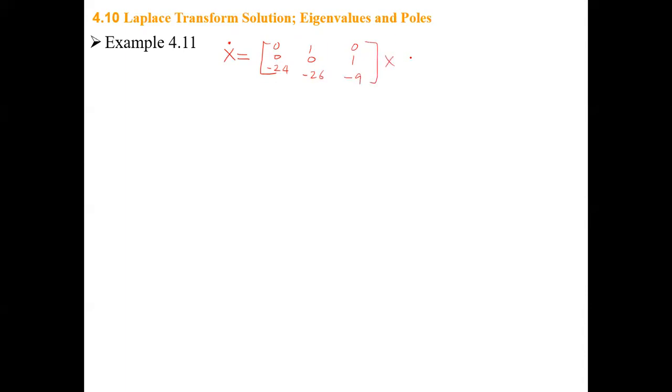x plus [0, 0, 1] times u, where u is e to the negative t, that's your u. Then y is also given there, y is [1, 1, 0] times x. Then your x0 is also given. This is the first time you are given x0, remember? It's [1, 0, 2].